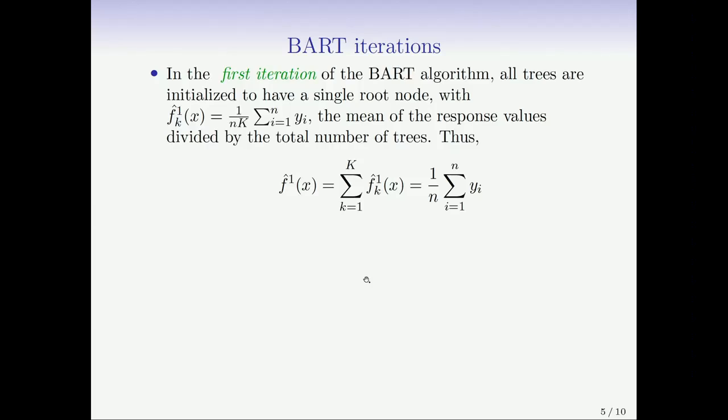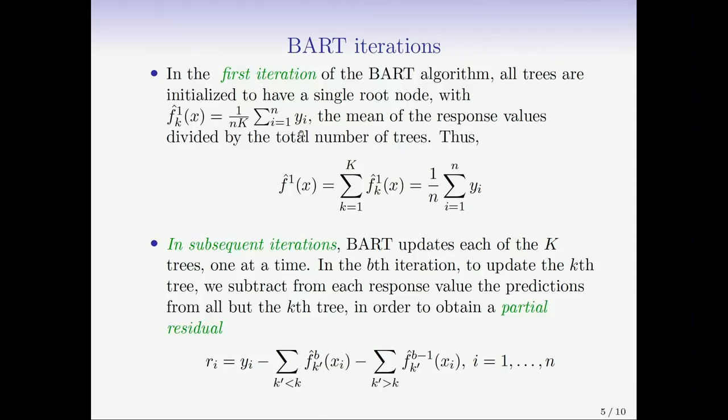At the beginning, as we saw in the picture, each tree starts with a single root node, and the prediction in each tree is just the average of the overall observations. So our overall prediction at the first step is simply this average. So we divide each of those averages by K, so that when we sum up K of them, we get the overall mean of Y. Exactly. And then in coming iterations, 2, 3, etc., this is what happens.